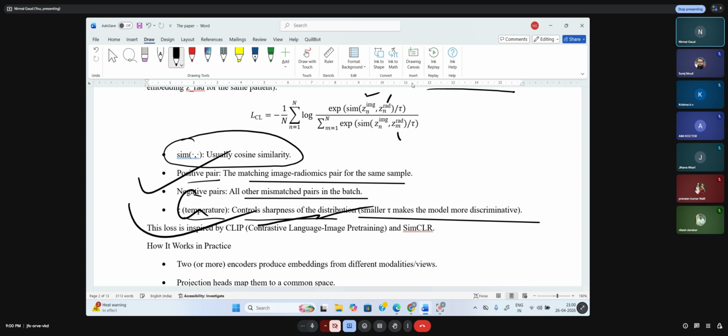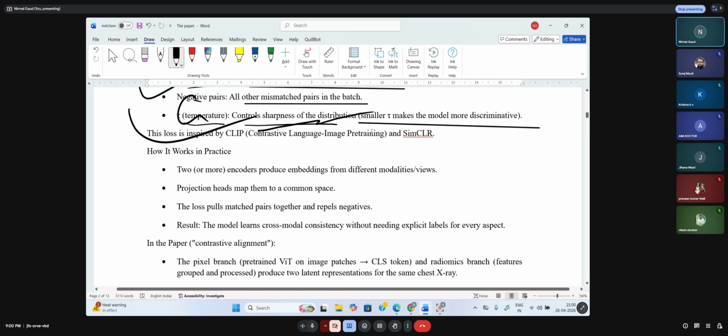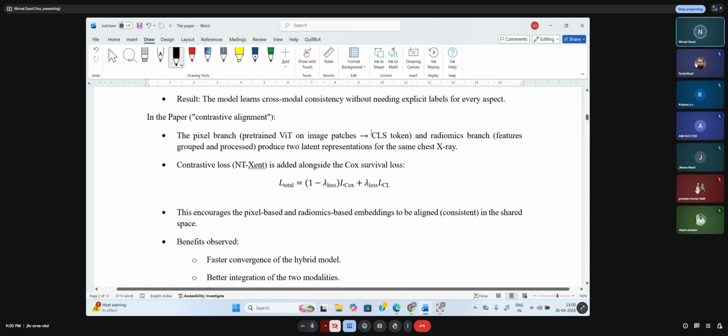This is CLIP, Contrastive Language-Image Pre-training, or SimCLR. We have used this in our research paper also. Currently also, I'm making one paper in which I'm using this CLIP. Alright, fine. So in this paper, we have contrastive alignment also.